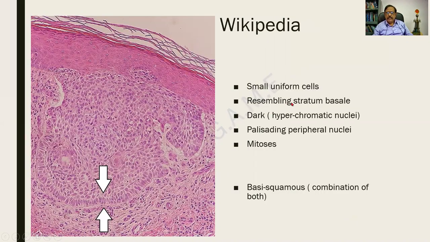Coming back to the original slide, I find the description will be like this. The tumor cells are small and uniform. They resemble the stratum basale or the basal layer. The nuclei are dark and hyperchromatic, increased intensity of color. There is palisading of peripheral nuclei and mitosis can be seen. Sometimes there can be a squamous component also, in which case it is called a basosquamous carcinoma. Both basal as well as squamous are seen.